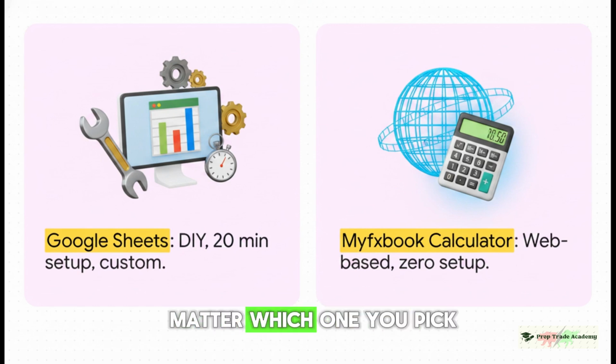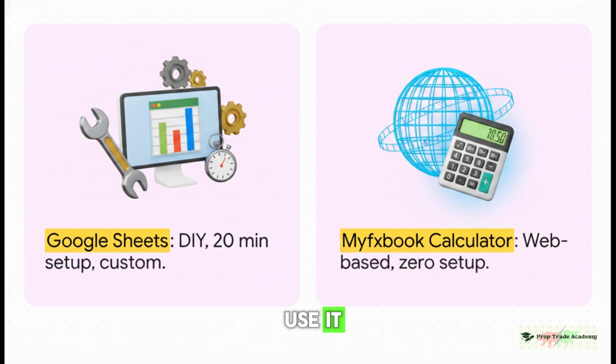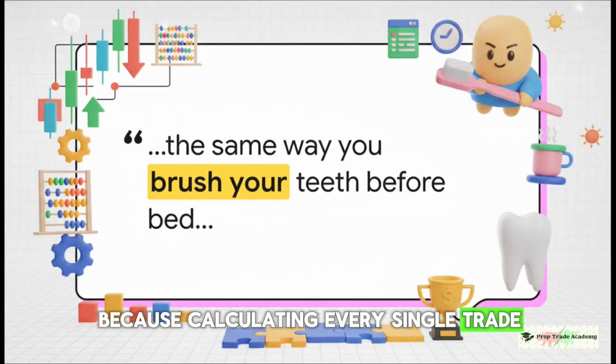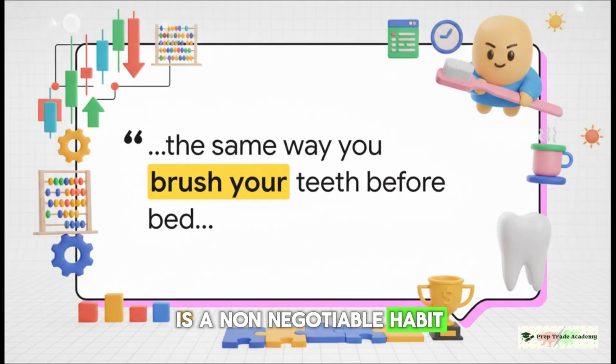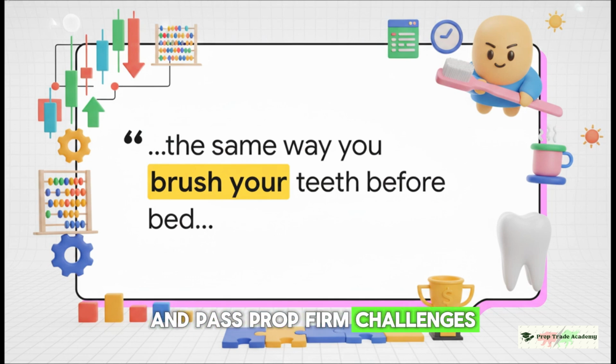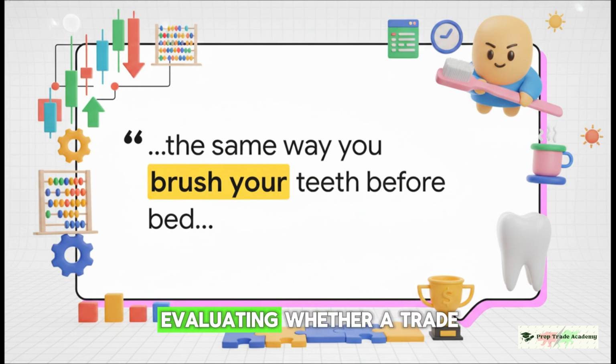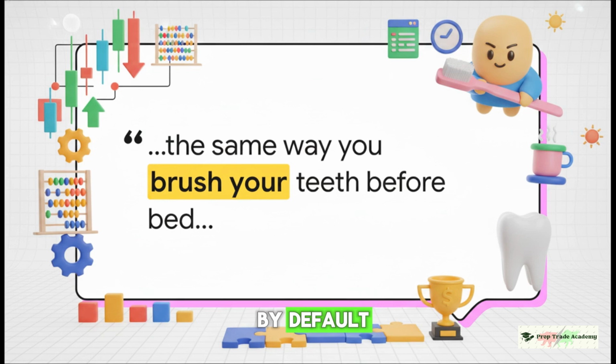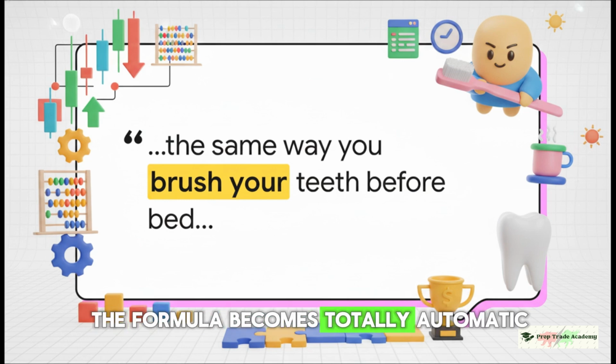Honestly, it doesn't even matter which one you pick, just that you actually use it. Because calculating every single trade is a non-negotiable habit. It's not an optional step. The traders who survive and pass prop firm challenges, they don't sit around evaluating whether a trade is worth calculating. They calculate every trade by default. It's not conditional on trade size or how confident you feel or time pressure. When you make it non-negotiable, just like brushing your teeth before bed, the formula becomes totally automatic.